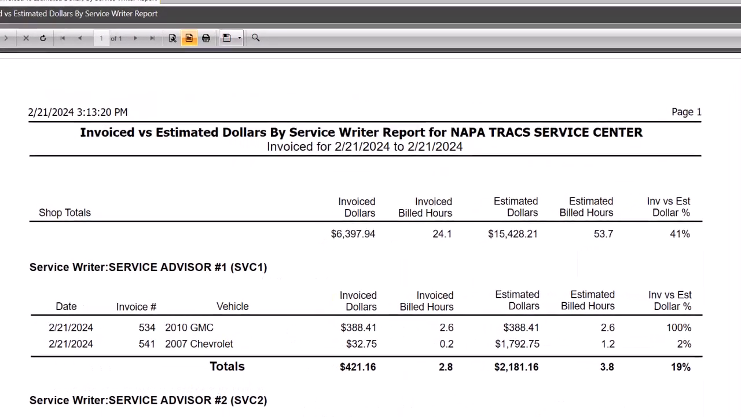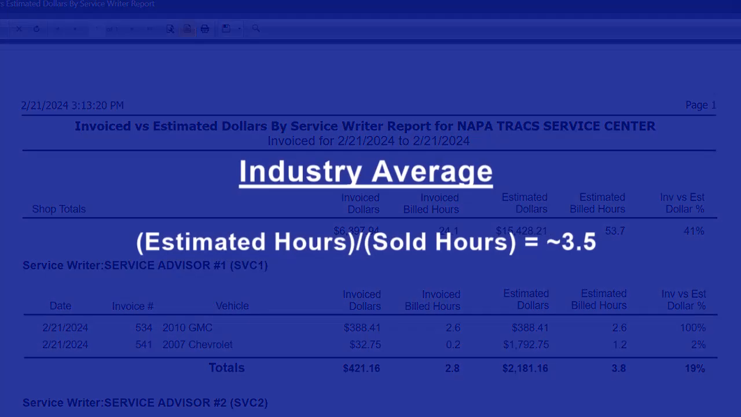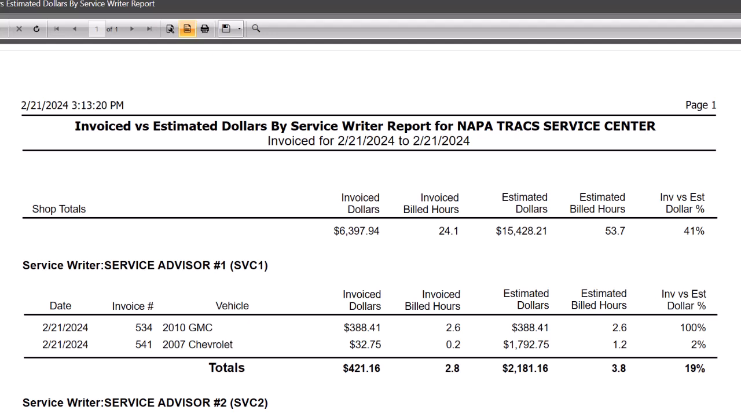The industry average for the number of dollars that a service advisor is estimating over and above what they sell is about 3.5 times. So when we look at our invoice dollar report, we're going to look at our shop total. Do we reach the 3.5 times threshold? And we see a $6,300 total invoice for the day. We see estimated dollars at $15,428. So at this point, we're being at that 41 percentile. We're falling a little bit short, but we're certainly doing our job.